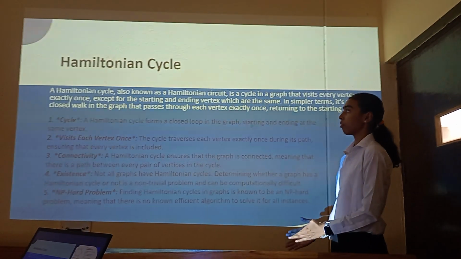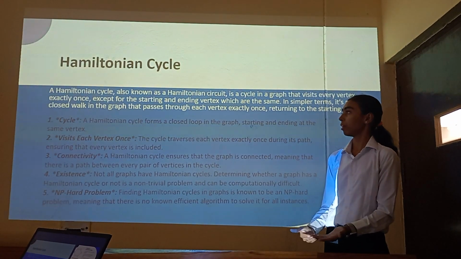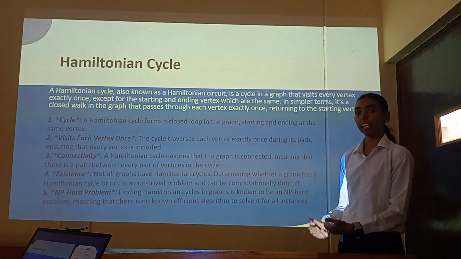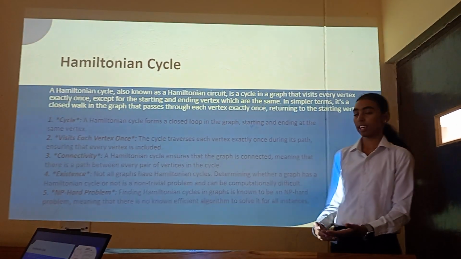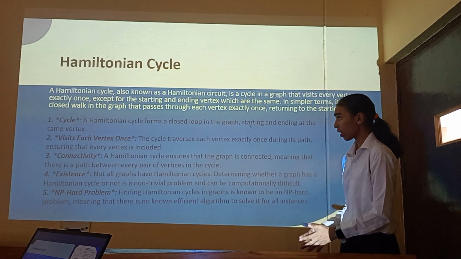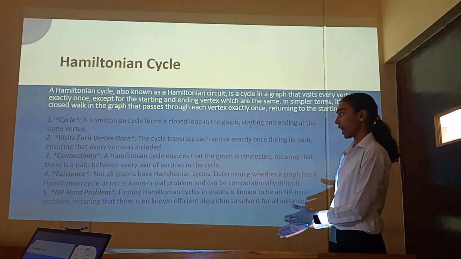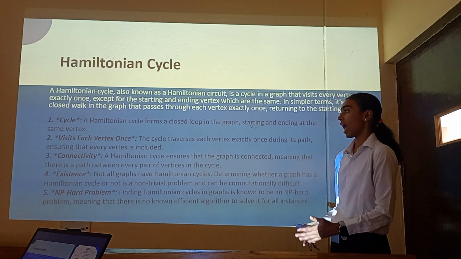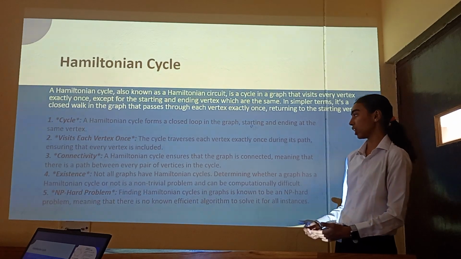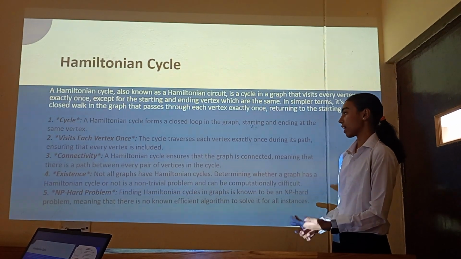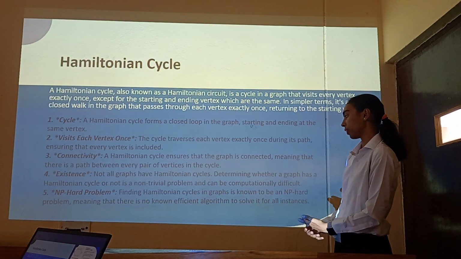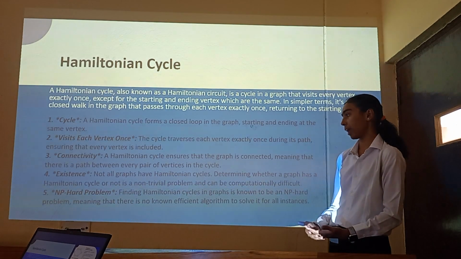Now we will come to what is a Hamiltonian cycle. A Hamiltonian cycle, also known as Hamiltonian circuit, is a cycle in a graph that visits every vertex exactly once, except for the starting and ending vertex which are the same. A cycle: a Hamiltonian cycle forms a closed loop in the graph and it visits each vertex once. Connectivity: a Hamiltonian cycle ensures that the graph is connected. Its existence: not all graphs have Hamiltonian cycles, and finding a Hamiltonian cycle in a graph is known to be an NP-hard problem.